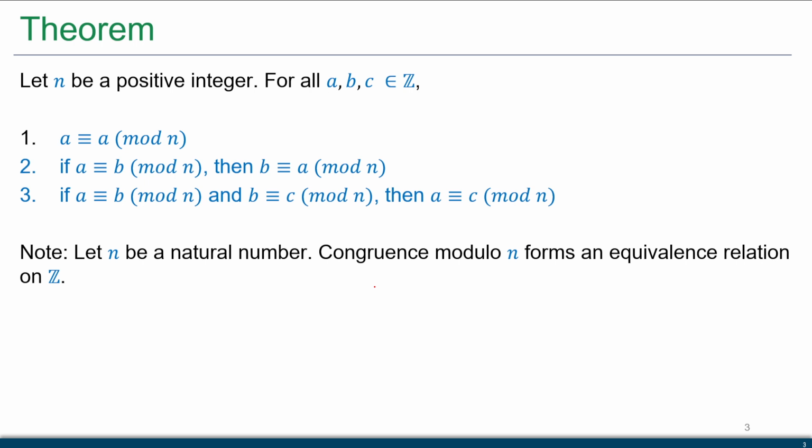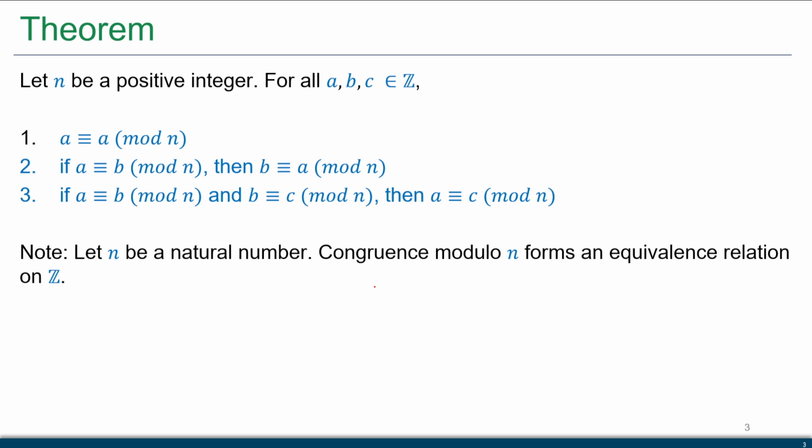So our first theorem states that let n be a positive integer. So for all a, b, c inside of Z, we have the following 3. So we say A is congruent to A mod n. Well, that makes perfect sense because the distance between A and itself is nothing. And that is a multiple of n because I can multiply n by 0 and I've gone nowhere.